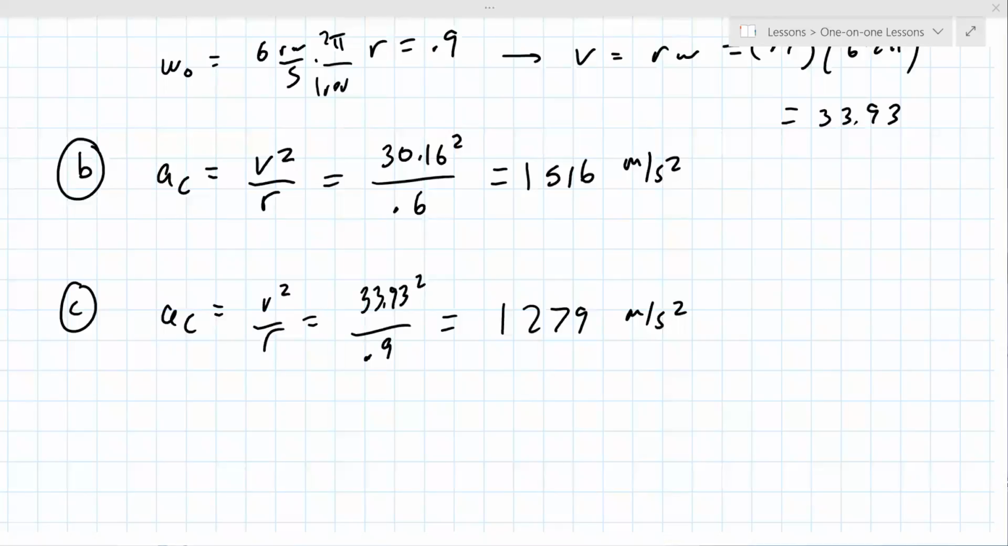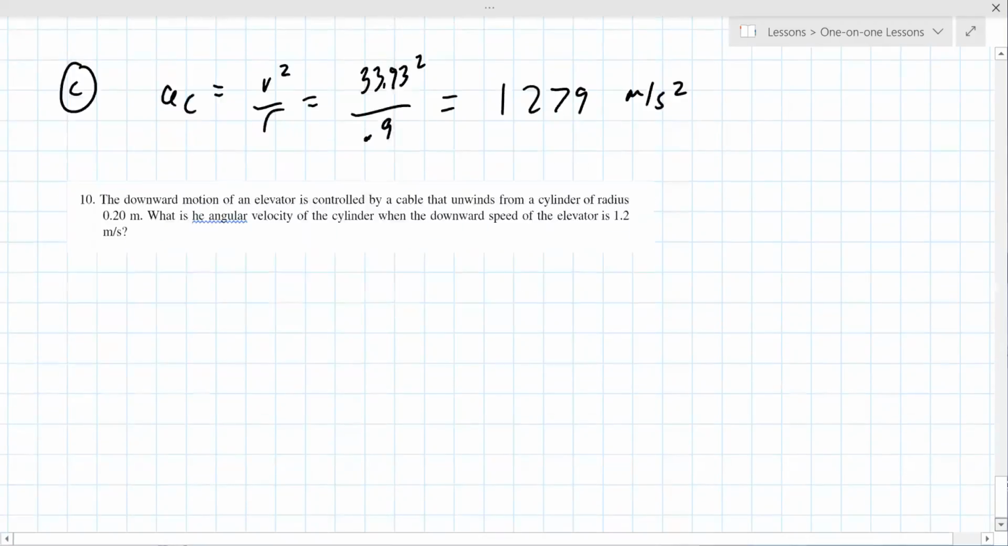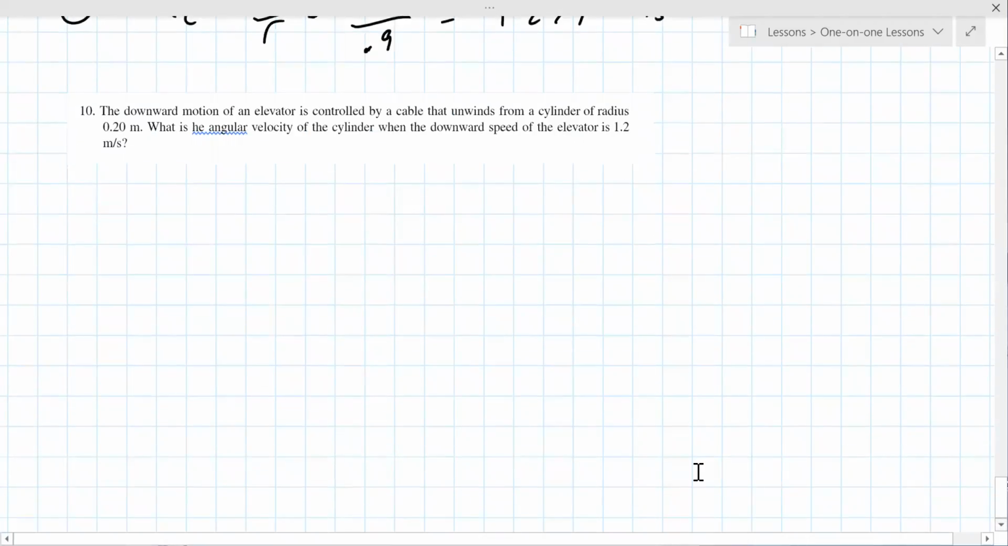All right. Number 10. We got the elevator. The downward motion of an elevator is controlled by a cable that unwinds from a cylinder of radius 0.2. What is the angular velocity? So that's omega, when the speed of the elevator is 1.2 meters per second.